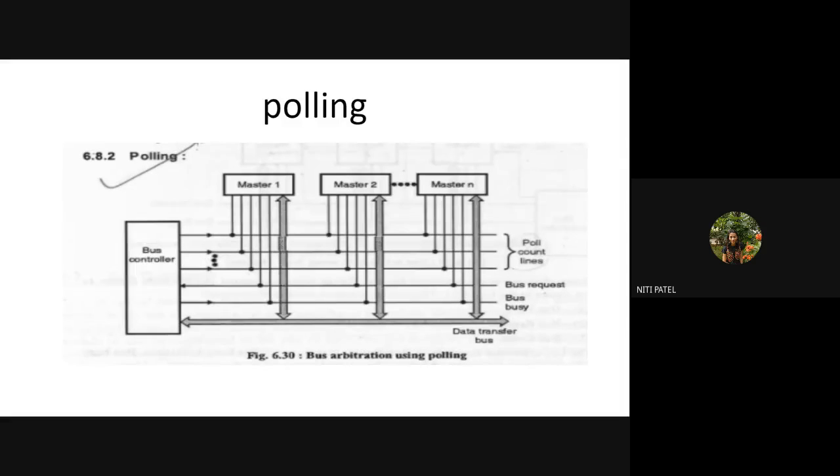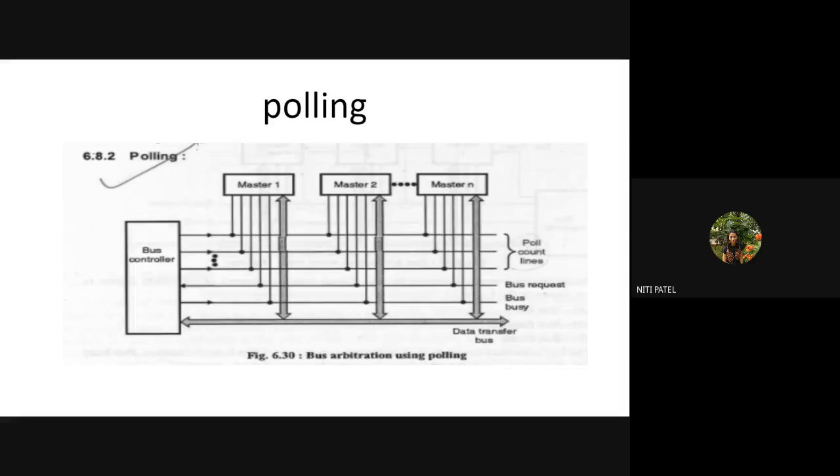We had different units, or we can say different systems, connected to all of these lines. So whichever device wants to transfer the data to any other device, and if it gets that bus, that device will be considered as a master device. So if a device wants to transfer, it will first request for the bus. So my bus request will go through the bus request line.